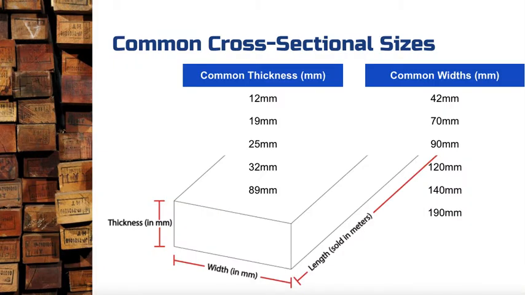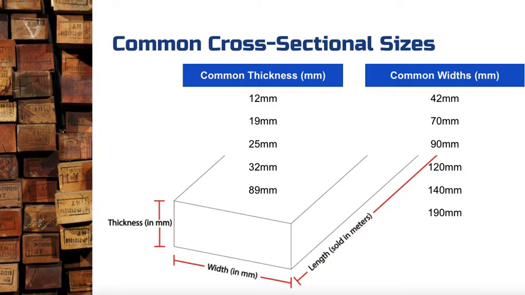Now, when we're thinking about dressed timber, there are some pretty common sizes, common thicknesses and common widths. And we've got them up on the screen there. The one that we use most often in the workshop is 19 millimeter thick. However, it wouldn't be rare to see a little bit of 12 millimeter in the workshop as well. And then quite often when we're talking about major works for year 11 or 12 students, they're working with 25 or 32 millimeter thick timber.